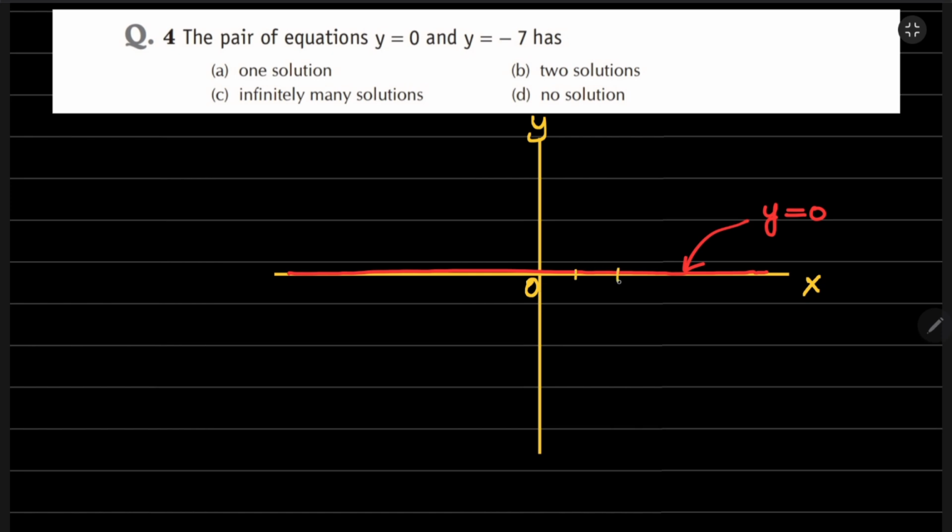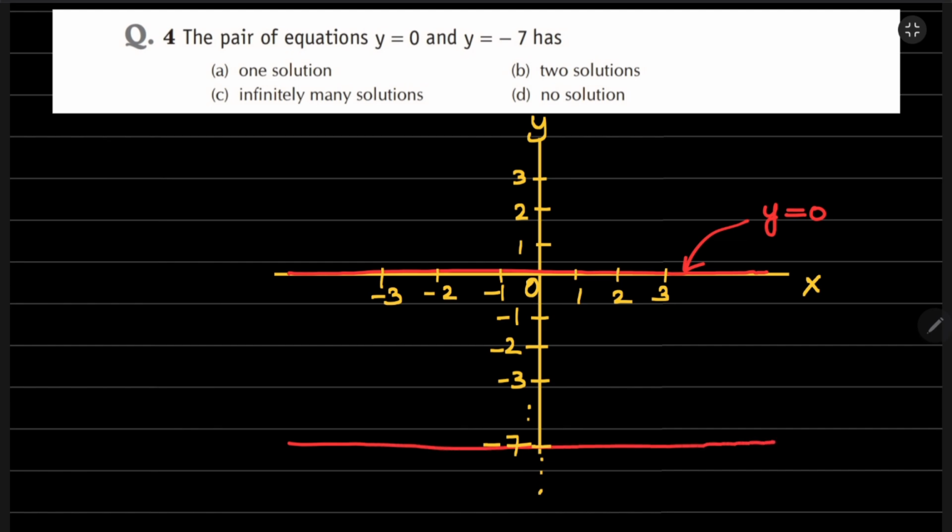If you're marking, this is your positive x-axis, 1, 2, 3. This is your negative x-axis, minus 1, minus 2, minus 3. This is positive y, 1, 2 and 3, and this is negative y, that is minus 1, minus 2, minus 3. And here we have minus 7. So y equal to minus 7 will be parallel to your x-axis. It will pass through minus 7 and be parallel to your x-axis. So the line passing through y equal to minus 7 and parallel to the x-axis is y equal to minus 7.